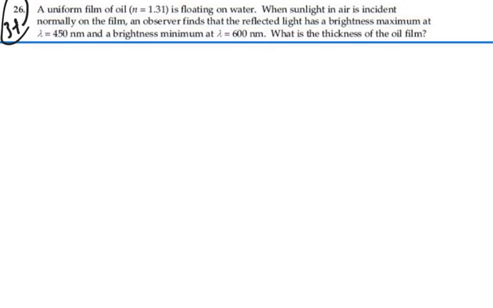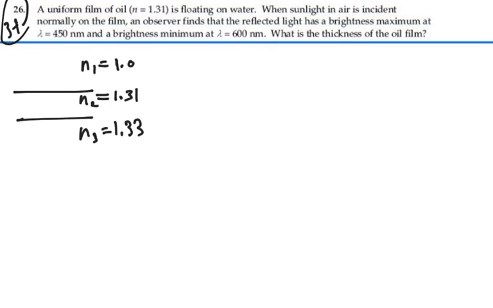For this maximum and this minimum, we don't really know what the order number is. It's not given, so that is an extra challenge for us. But we do know that we have a film on water, and we're going from air, so our first index is going to be 1.0. As we go to the oil film, that index is 1.31, and the water is 1.33.